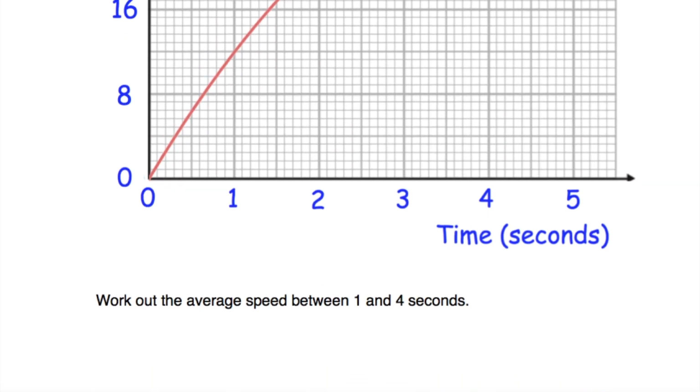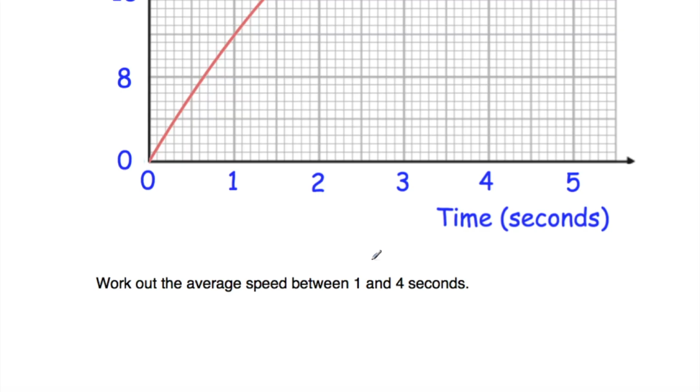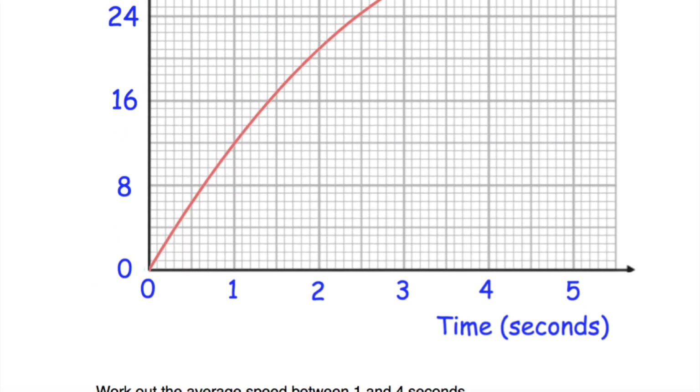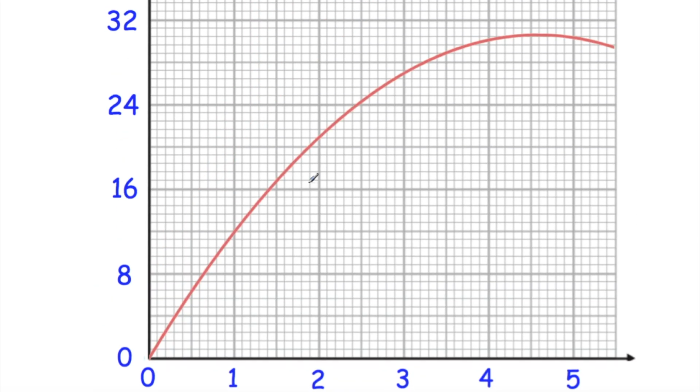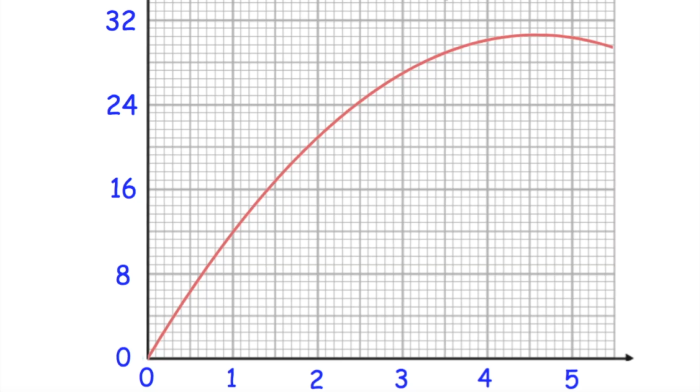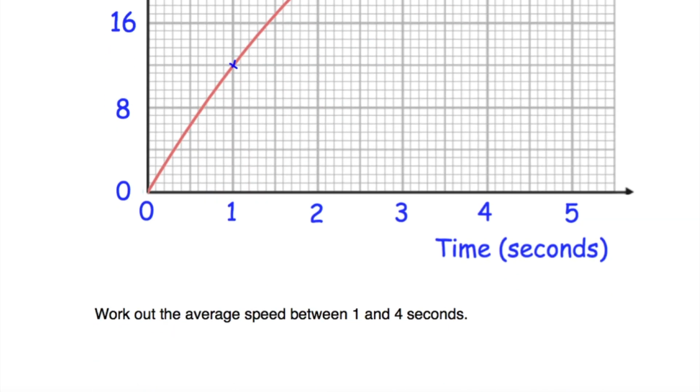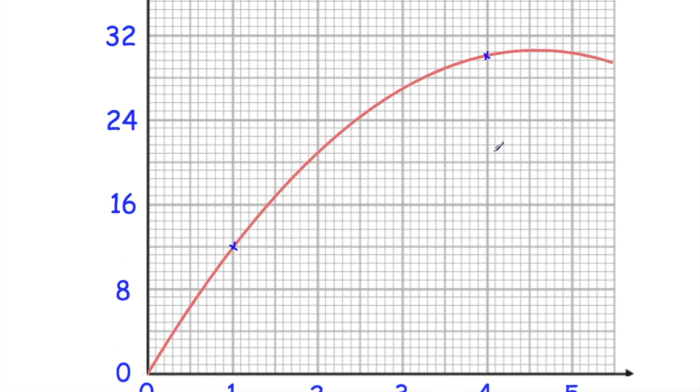Then if we go down, we've been asked to work out the average speed between 1 and 4 seconds. So what we want to do is find the average rate of change. I'm going to change colour ink here to blue, and mark on the points at 1 and 4 because it says average speed between 1 and 4 seconds. Rather than finding the gradient of a tangent at a particular point, which is the instantaneous rate of change, like in our last question, this time we've been asked to find the average speed, so we want to find the average rate of change between 1 and 4 seconds.